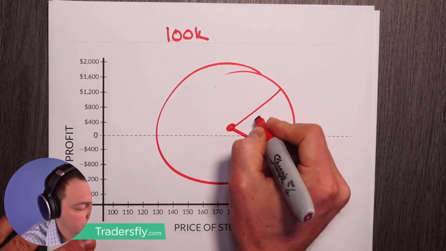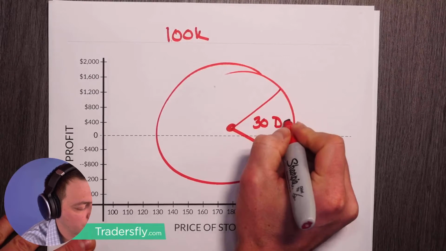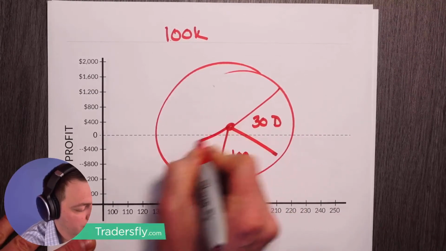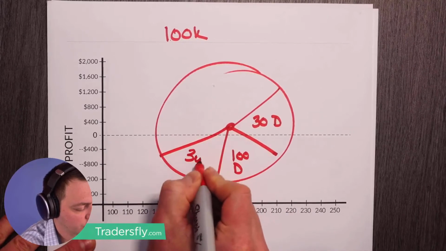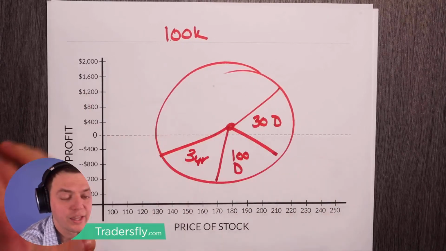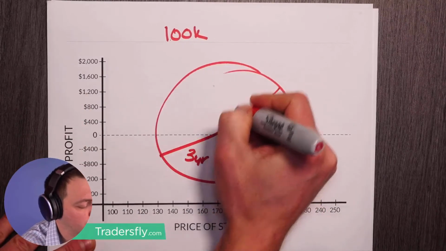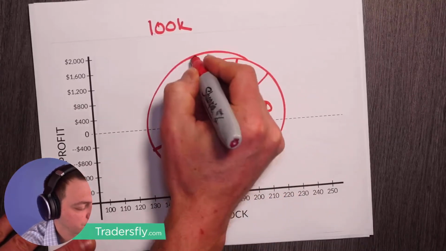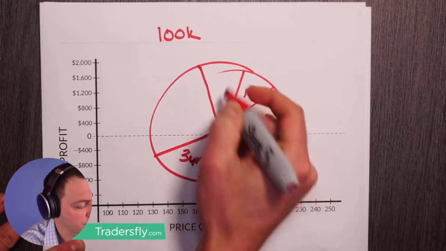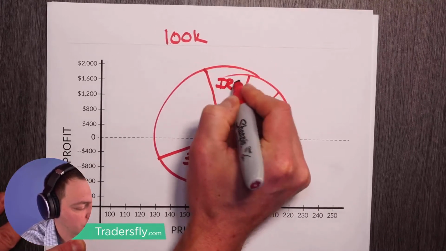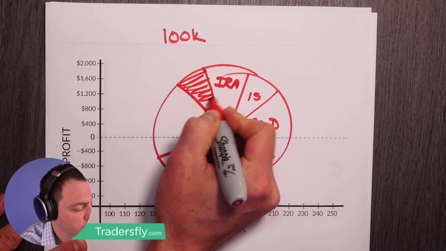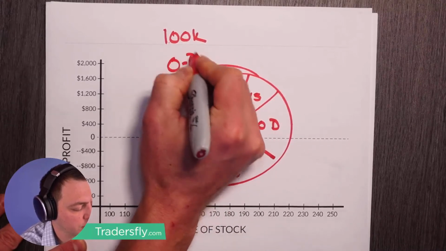I might have some things that are maybe 30-day trades. I might have other trades that are 100-day. I might have other trades that are 3-year trades where I'm okay to hold them for a long time. Think about duration, right? Duration spreads the risk. I might have some 15-day trades. I might have some stuff that's like IRA long investments. And look, over here, I might have the sliver for 0 DTE.